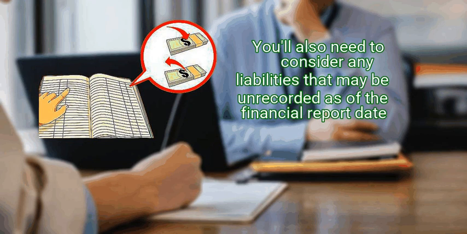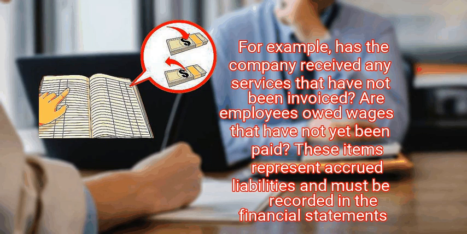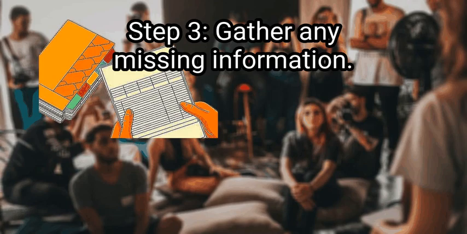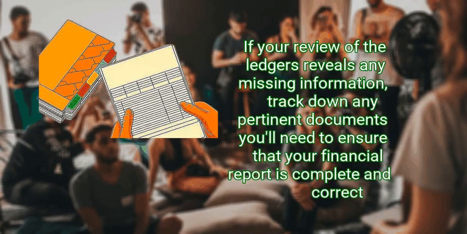You'll also need to consider any liabilities that may be unrecorded as of the financial report date. For example, has the company received any services that have not been invoiced? Are employees owed wages that have not yet been paid? These items represent accrued liabilities and must be recorded in the financial statements. Finally, gather any missing information. If your review of the ledgers reveals any missing information, track down any pertinent documents. You'll need to ensure that your financial report is complete and correct.